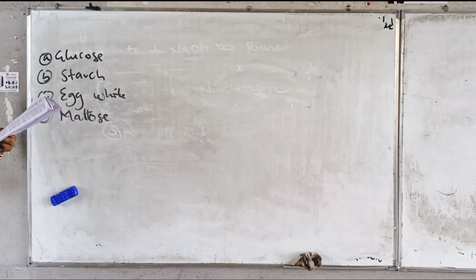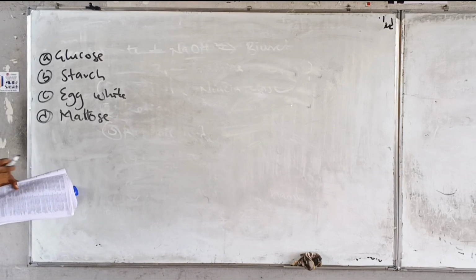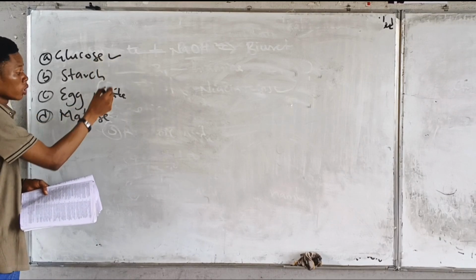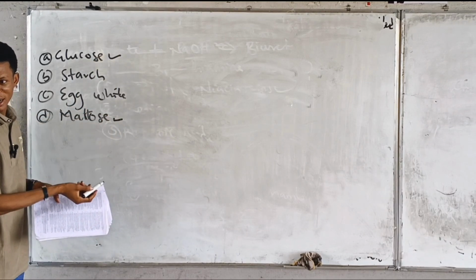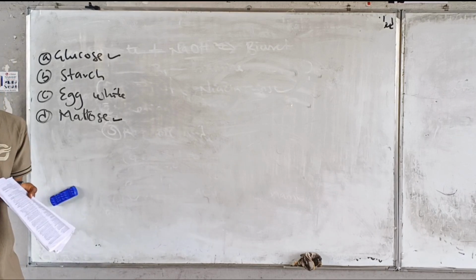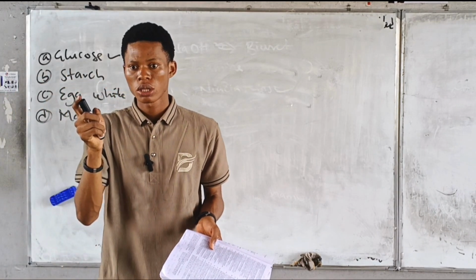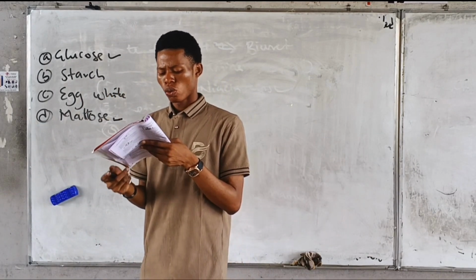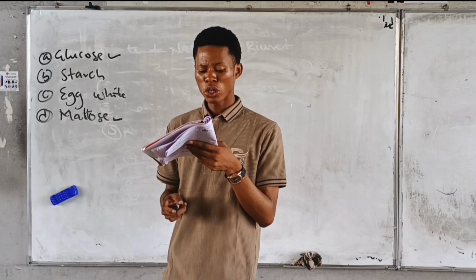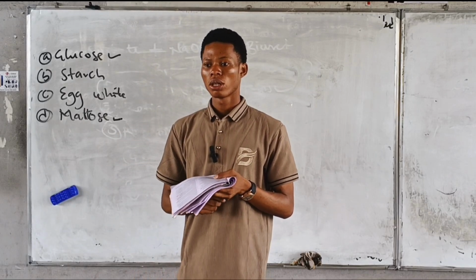Glucose. Benedict's test is a test of what? Reducing sugar. Is this one a reducing sugar? This is also a reducing sugar, man. Because all monosaccharides are reducing sugars. All disaccharides except sucrose are reducing sugars. So what is the answer to that question? Which of the following food substances will produce a brick red color when warmed with Benedict's solution? So he says glucose.